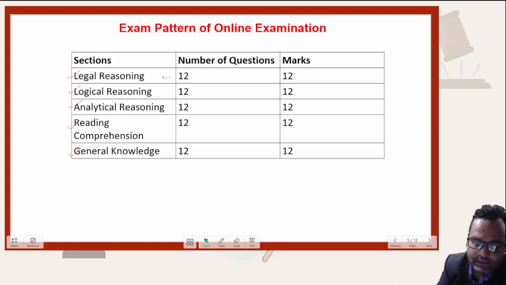So legal reasoning, the number of questions will be 12 and the marks will be 12. Logical reasoning, number of questions will be 12, marks will be 12. Analytical reasoning, again number of questions is 12, marks 12. Reading comprehension, number of questions 12, marks 12. General knowledge, again number of questions 12 and marks 12.